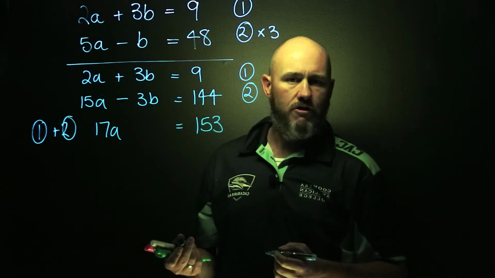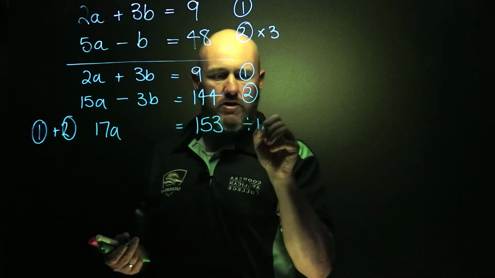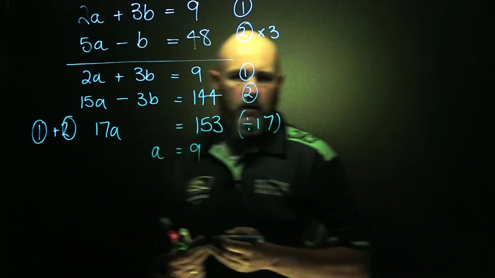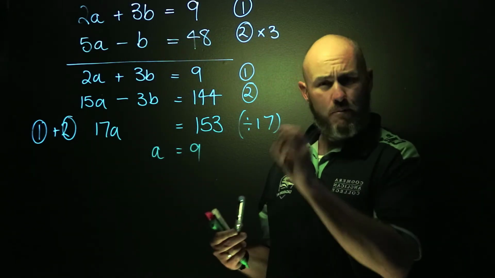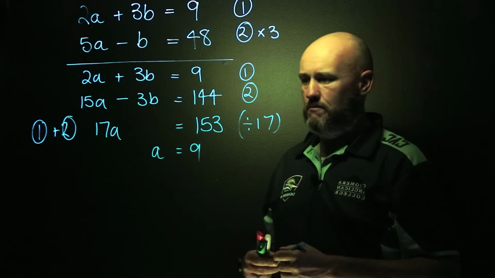17a equals 153. Now I've got the benefit of a calculator, so I just divide 153 by 17, and hopefully if you do this in your calculator, you'll come out with a equals 9. That's the elimination method. But I had to be a bit more clever about making sure my b's matched up before I could really do this elimination.